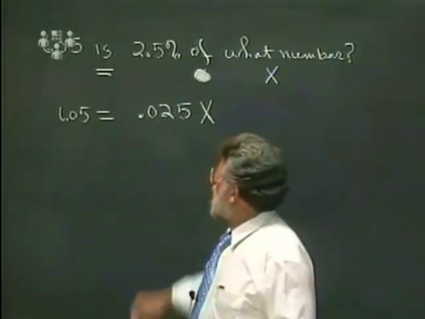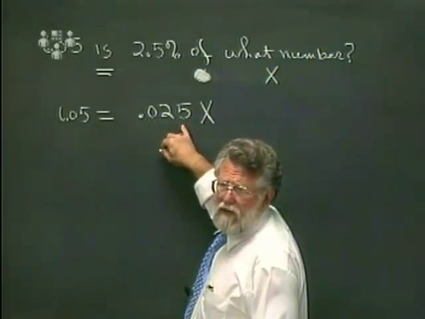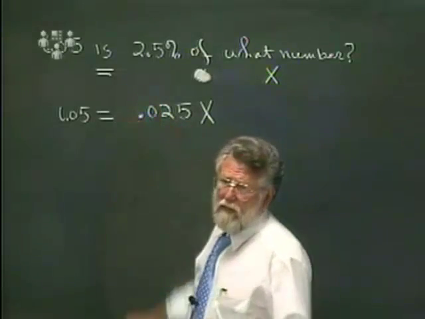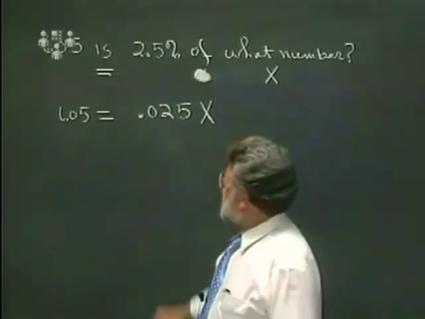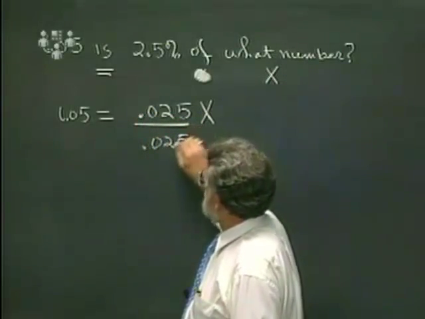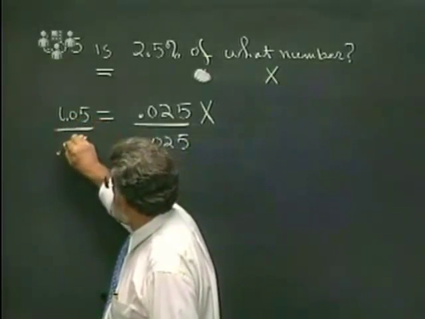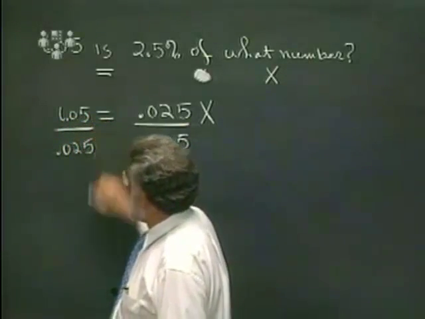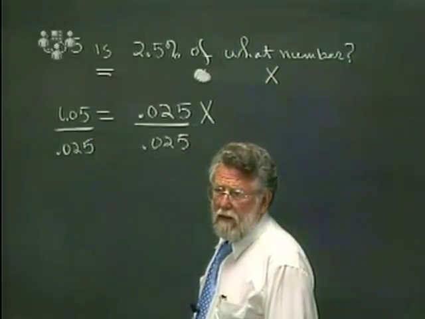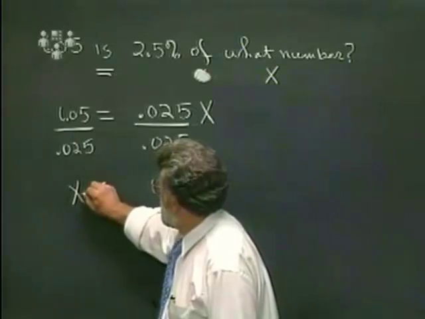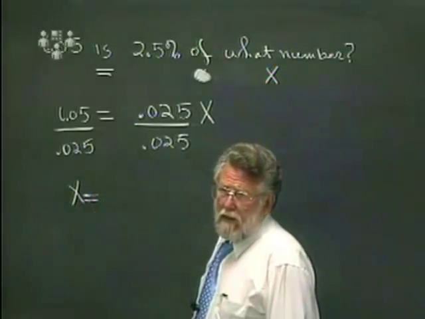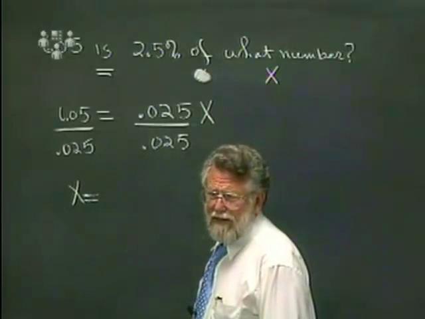My point being, this may throw you a little bit because it's a decimal smaller than 1. But if I just had 25x, you'd say, well, I'll divide both sides by 25. So instead, I'll divide both sides by 0.025. And then, x is by itself, correct? And you have to do the division.